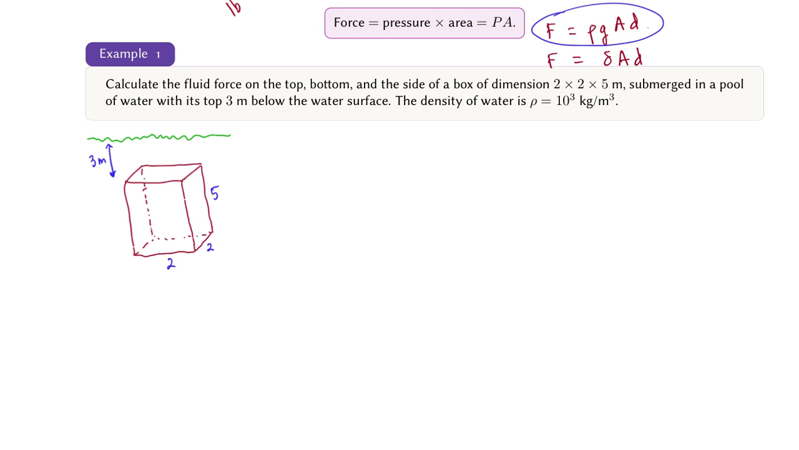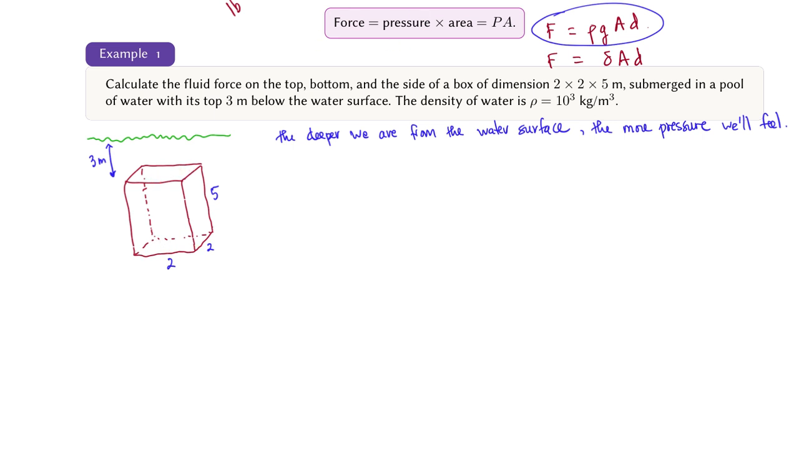Since the SI unit is used, the force is therefore rho g A d. Keep in mind that the force is the pressure times the area. The higher the pressure, the higher the force. The deeper we are from the water surface, the more pressure we'll feel. Consider the top of this box. Any point at the top of the box has the same depth from the water surface.